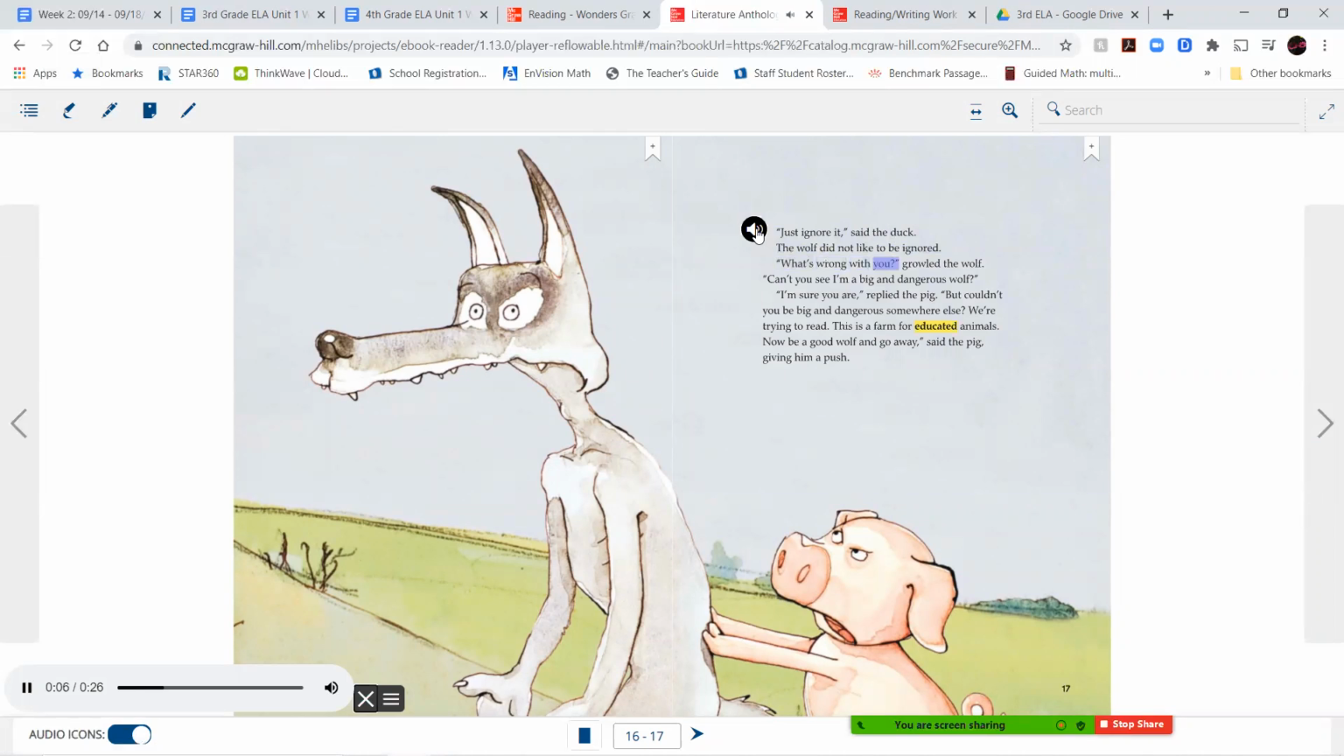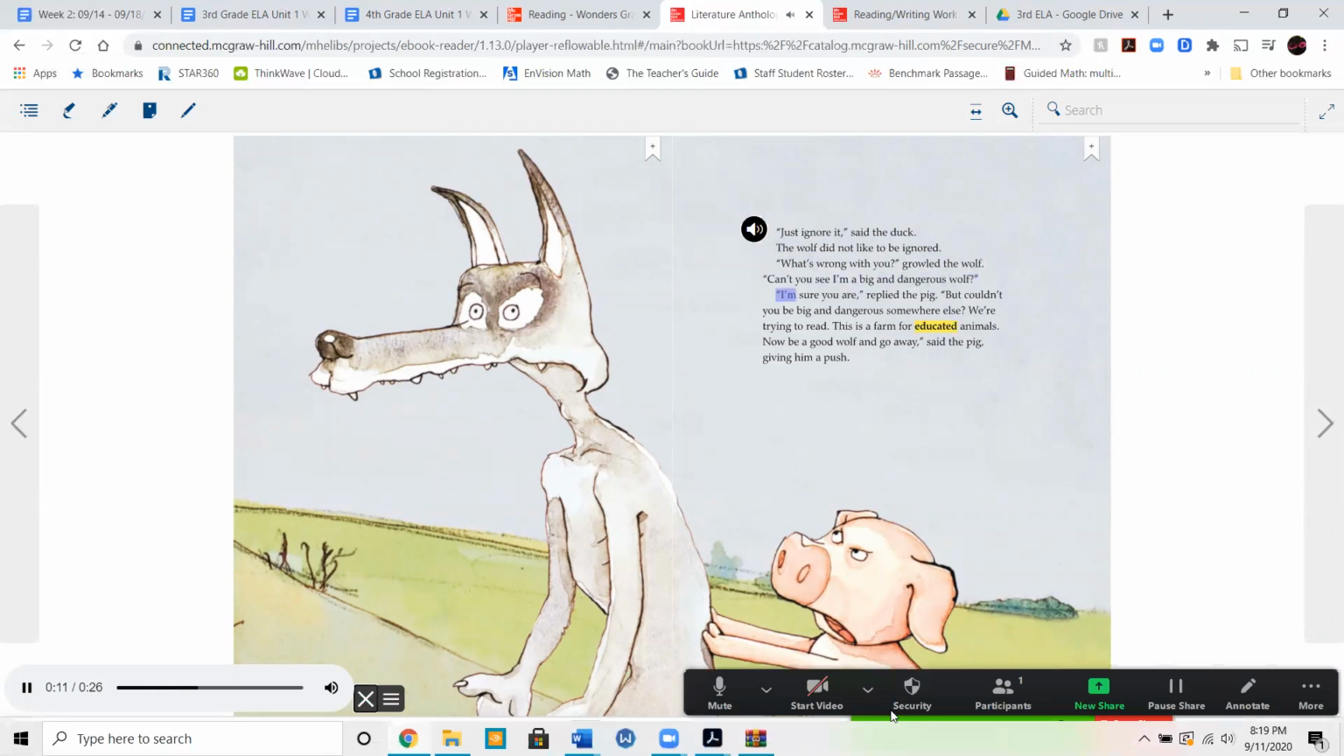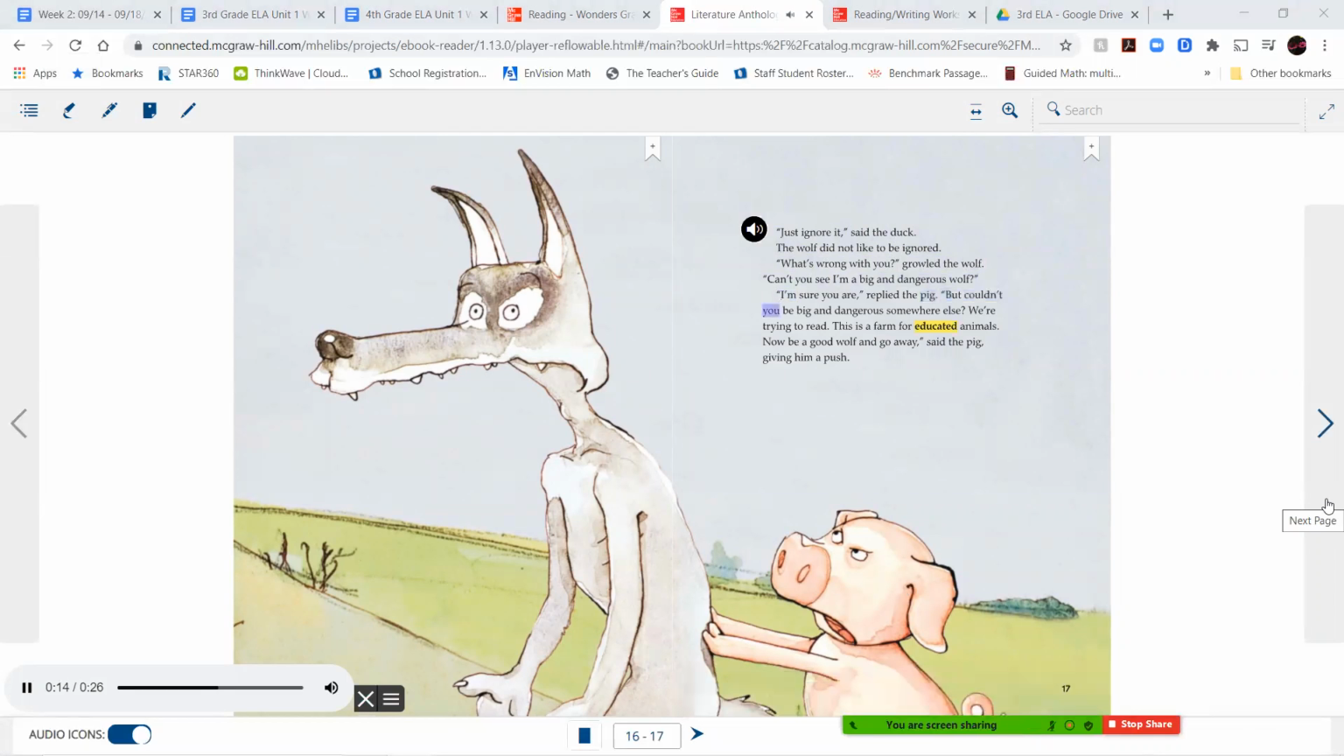"What's wrong with you?" growled the wolf. "Can't you see I'm a big and dangerous wolf?" "I'm sure you are," replied the pig, "but couldn't you be big and dangerous somewhere else? We're trying to read. This is a farm for educated animals. Now be a good wolf and go away," said the pig, giving him a push.